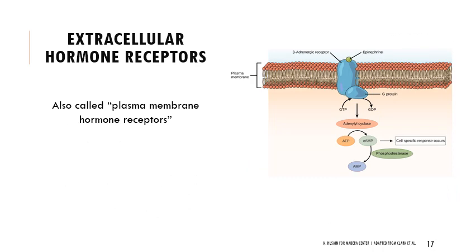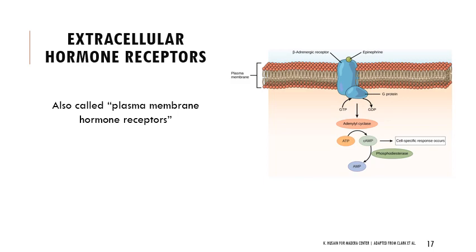So there's also extracellular hormone receptors, and these are particularly useful for those hydrophilic protein kind of associated hormones. So these are also called plasma membrane hormone receptors because they are hooked into the plasma membrane. So in this image, you can see the hormone epinephrine binding to a receptor called beta-adrenergic receptor. So it's able to bind to that external extracellular hormone receptor.